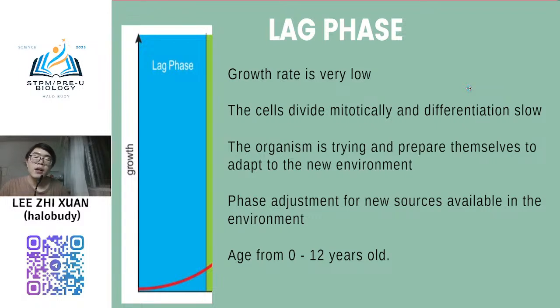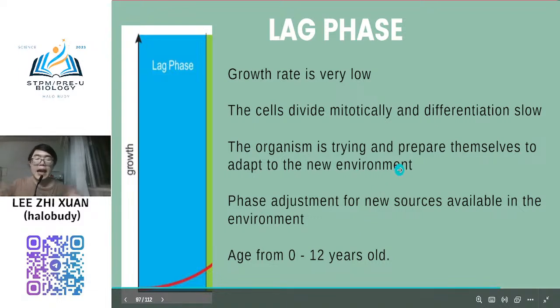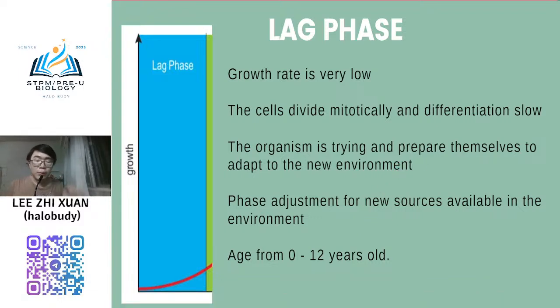Okay. So the first phase is the lag phase. This is normally in the early stage, in babies, normally 0 to 12 years old. Your growth rate is very slow. Very slow. Meaning that at this point, cell division is very slow, and the organism during this stage is starting to prepare itself, adapting to the new environment. So this phase is the place to let the human adapt to that kind of environment.